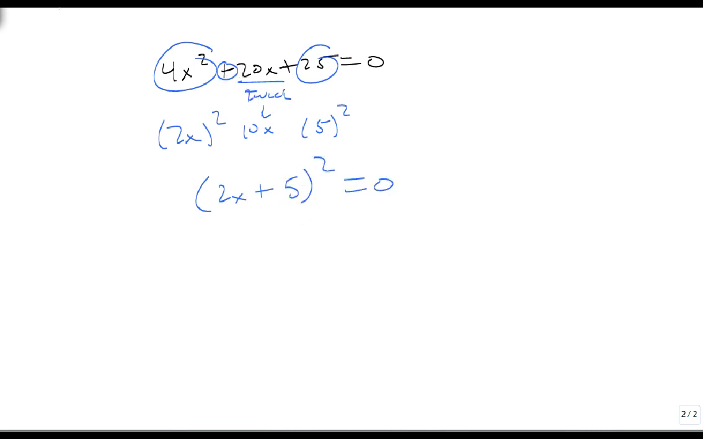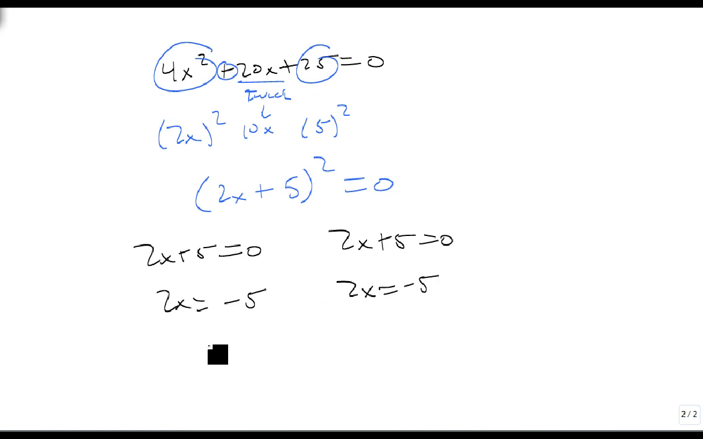We get two of the same factors, 2x plus 5 equals 0 and 2x plus 5 equals 0. 2x equals minus 5. X equals minus 5 halves, which, notice we got it twice, but when we write it in our solution set, we only list it once. So if you can factor a quadratic, then you can solve by factoring to get your answer.